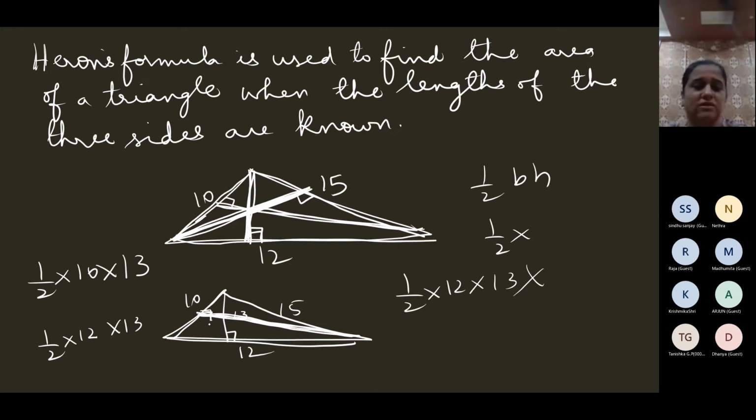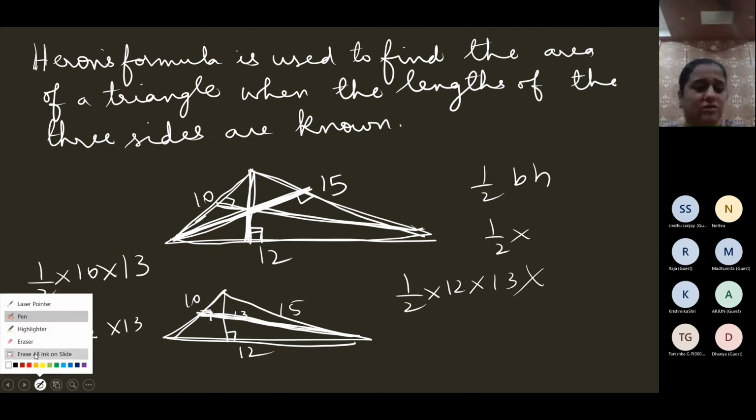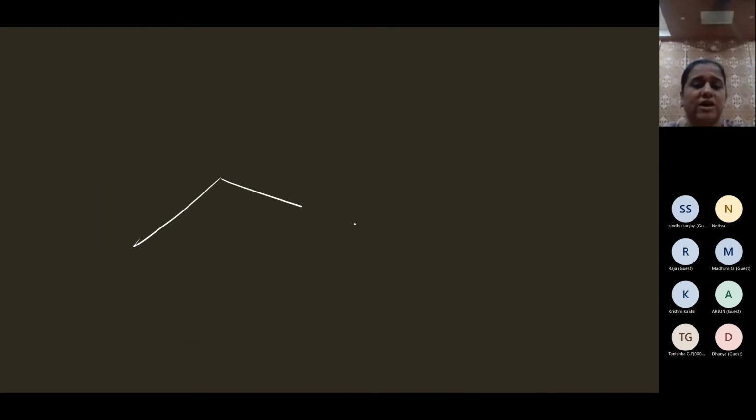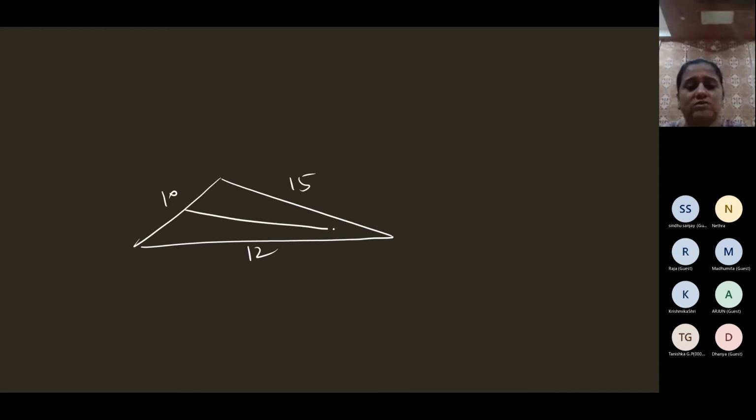So in this triangle, I'll write this again. Don't worry, I'll write it again. So in our example, 10, I think I wrote 12 and 15 here. Supposing you know this is 13 centimeters, the area of this triangle is half into base 10, and you should take the corresponding height 13.